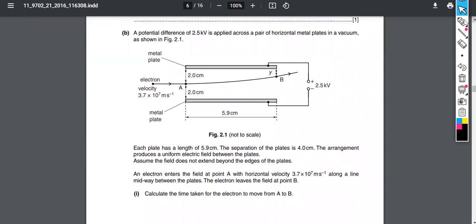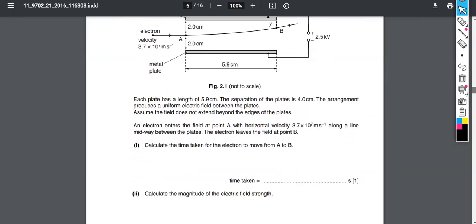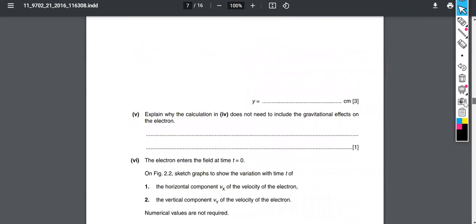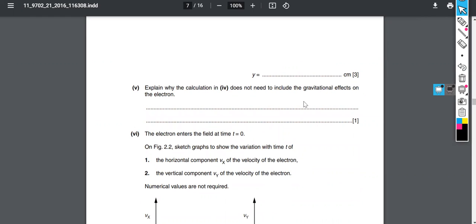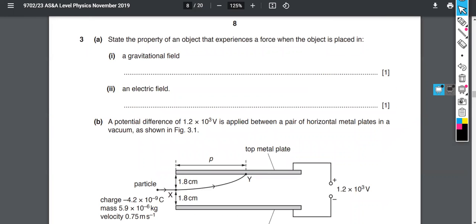So last week we looked at a quiz where we considered an electron entering this electric field, and you can see that it experiences a force and it accelerates upwards. And we worked through that. Eventually we were asked to consider why the calculation does not need to include gravitational effects. It's really because the electron is so low in mass that if you calculate what the weight of the electron would be, you realize that it's so tiny that even if you did subtract it from the electric force, it still is basically just the electric force acting on it. The weight is negligible.